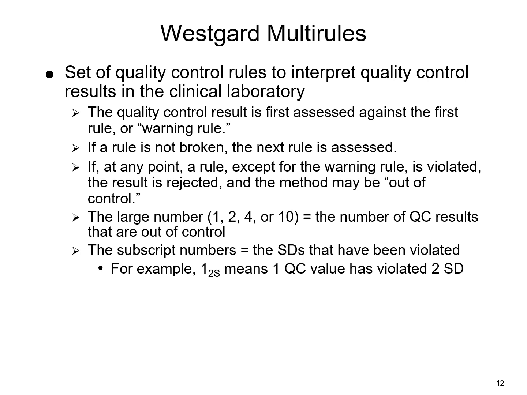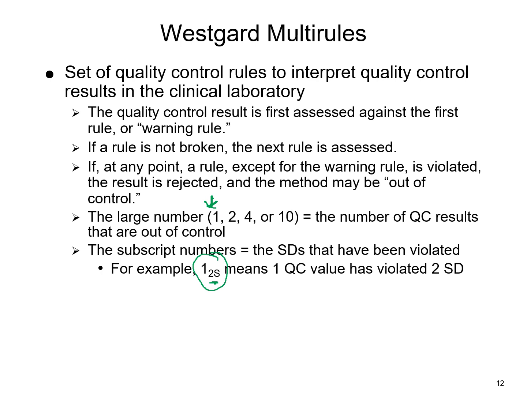So when we talk about these rules, a 1-2S rule. The 1 actually stands for, which is the larger number, the number of QC results that have been violated or that's considered out of control. So this particular one, we only have one result, or one QC value that is out of control. But this subscript number here, this 2S, means that we have one value that is 2 standard deviations outside of the mean. So that's what those numbers mean.